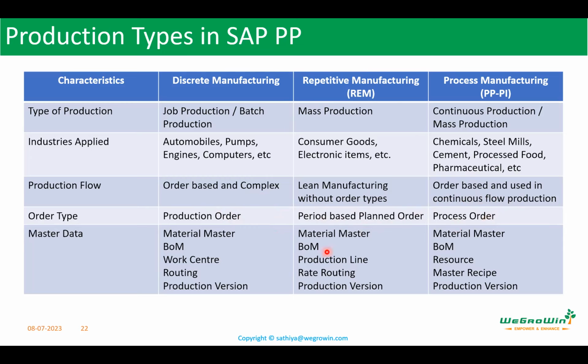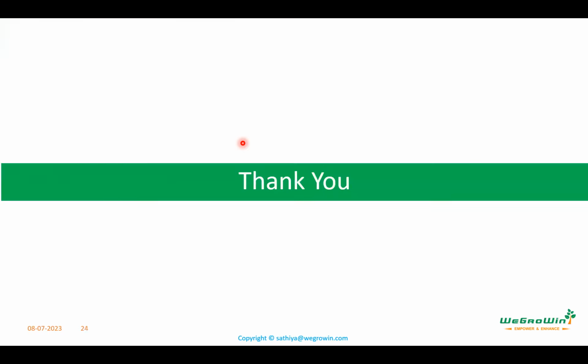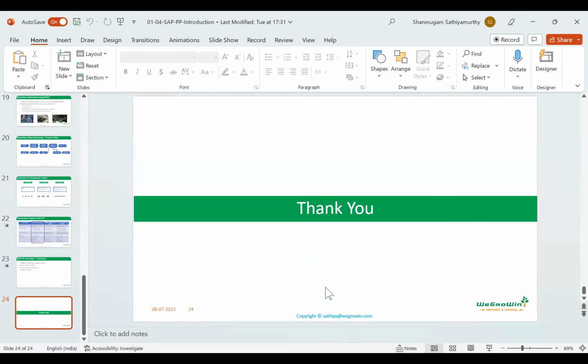Master data, this is the set of master data we discussed already. So this is the comparison of discrete manufacturing, repetitive manufacturing, and process manufacturing. We are discussing discrete manufacturing. Right, we'll be talking about discrete manufacturing. So here we talked about production planning, the business process overview, and production types. If you have any queries or discussions now, please let me know before we close this part 4 and go to part 5. Also, one topic is completed now.